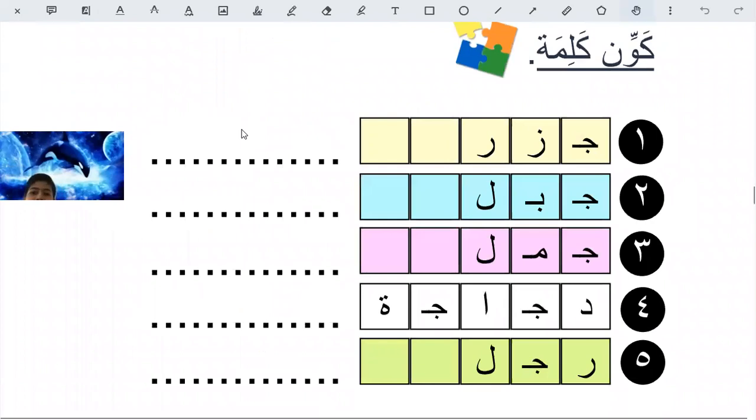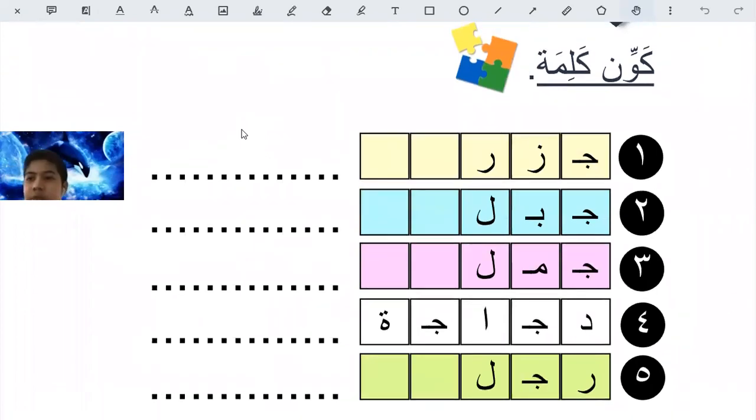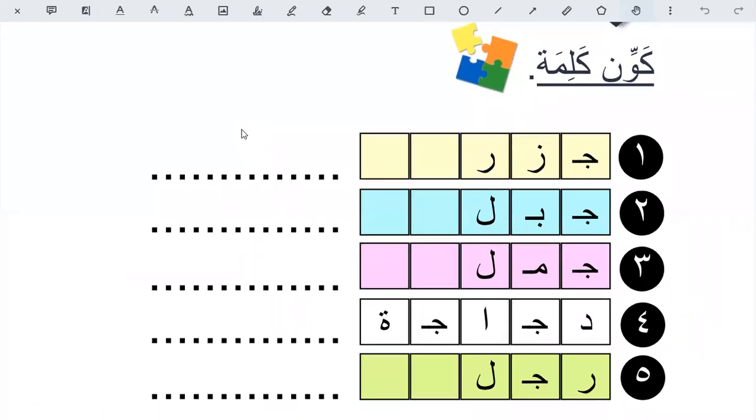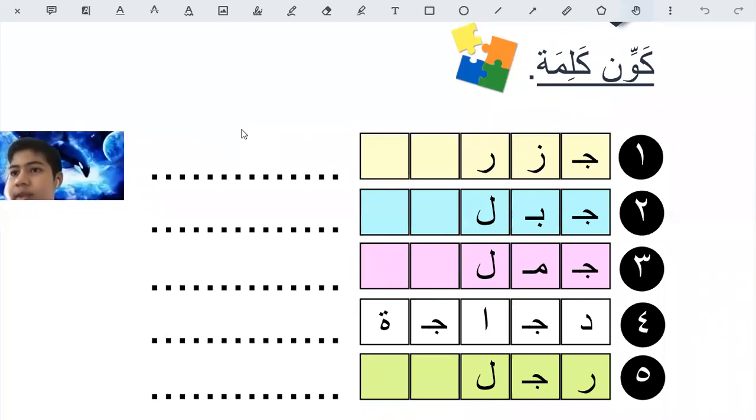Kawin kalima. Make the word. Jazar is carrots. Good. Jabal is mountain. Good. Jamal is camel. Good. The jaja is chicken. Good.